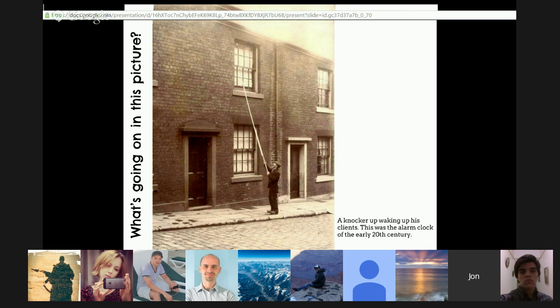So these people were probably pretty poor, right? And they probably had to work at a factory all day, and if they were late, that's it. They lose their job, something rough like that. I don't know. So that's a window knocker, the alarm clock of the 19th and 20th century. And now you know.